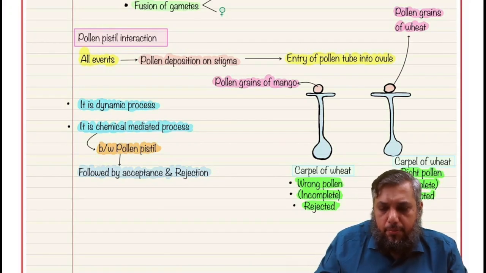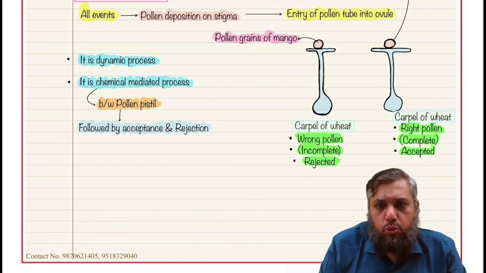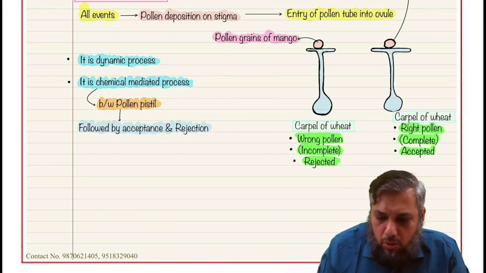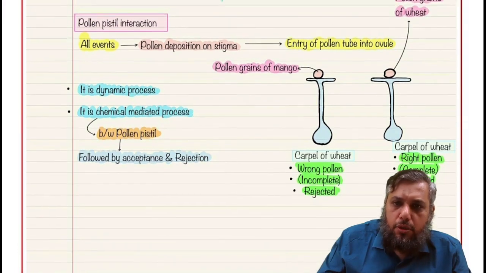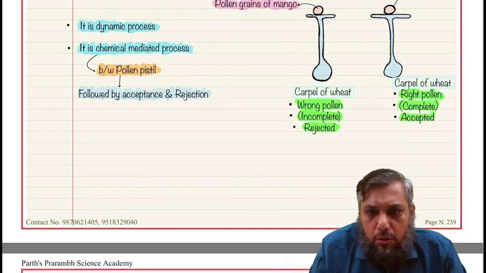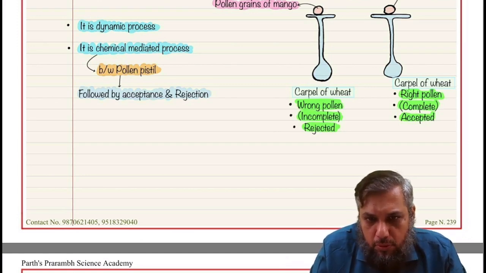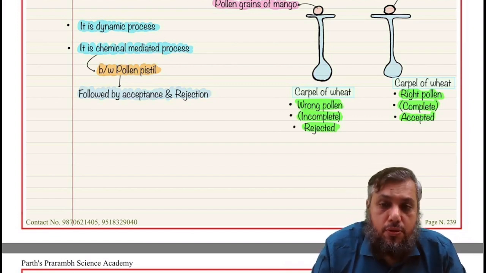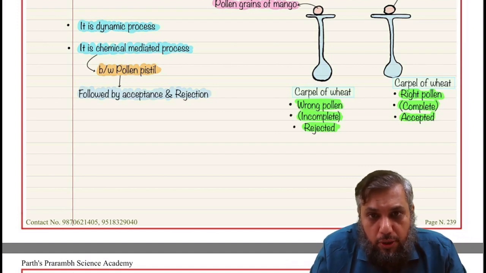Like in this particular diagram, we have shown you a carpel of wheat receiving a pollen grain of mango and a pollen grain of wheat. So here, the first case, the pollen grain of mango on the carpel of wheat, is the wrong type of pollen. There are certain alleles called S alleles which govern this chemical process. So now the stigma will recognize the pollen grain as foreign.